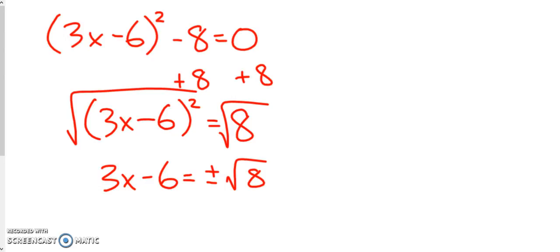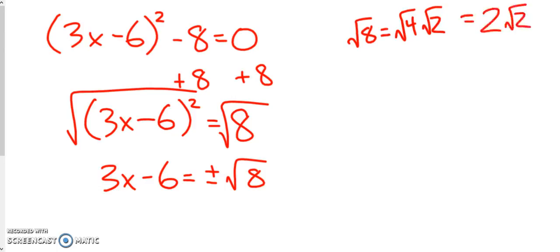Now, chances are in some math class you've seen this in some capacity, but 8 happens to be the square root of 4 times 2. So the square root of 8 is equal to the square root of 4 times the square root of 2. And notice that the square root of 4 is 2, so this is 2 square roots of 2. So this would be plus or minus 2 square roots of 2.